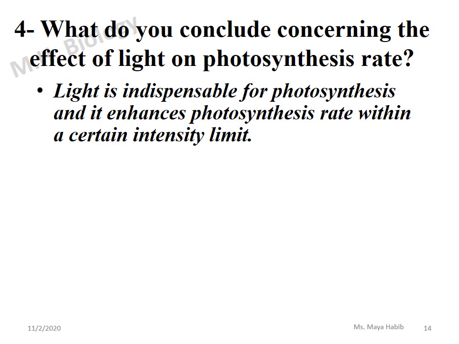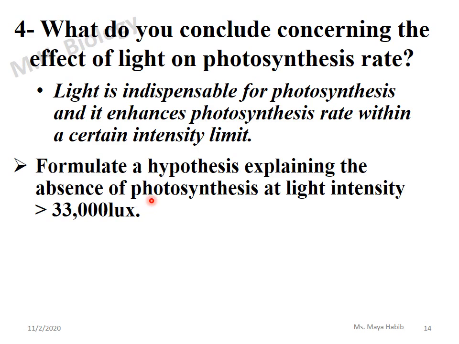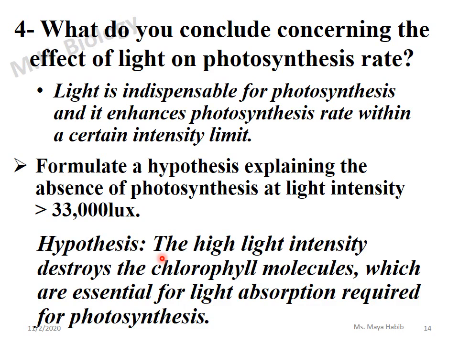Now, how can you explain the absence of photosynthesis at light intensity greater than 33,000 lux? Formulate a hypothesis. It could be that the high light intensity destroys the chlorophyll molecules, which are essential for light absorption required for photosynthesis.